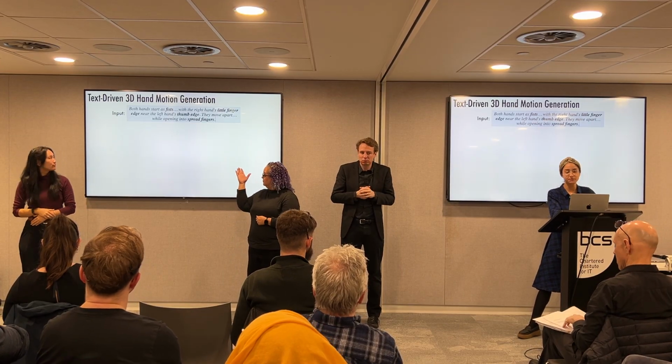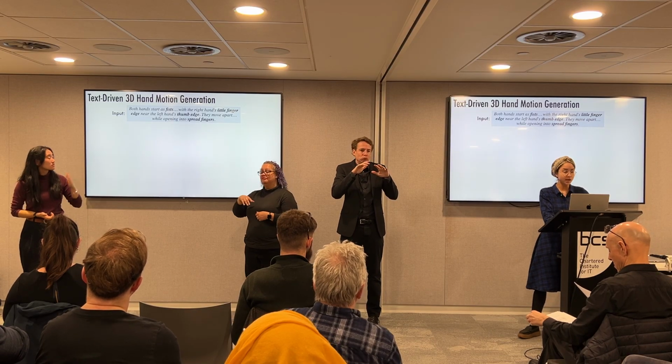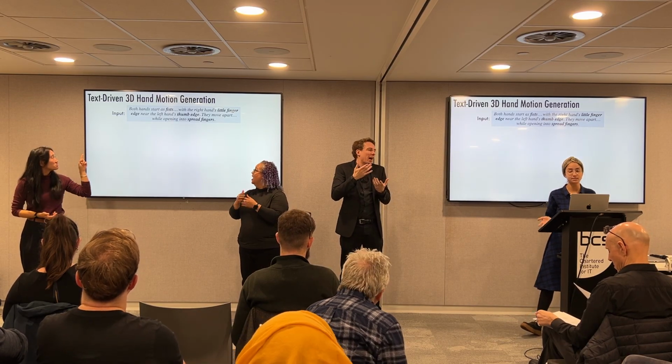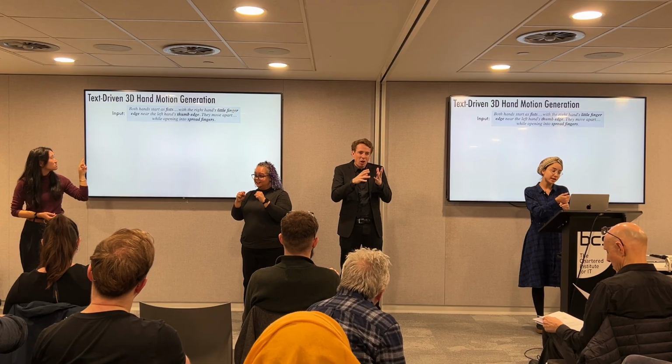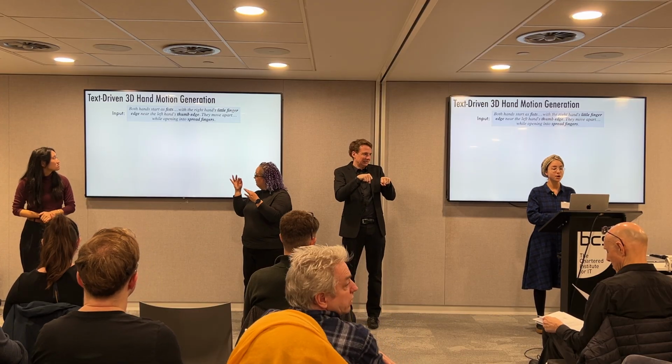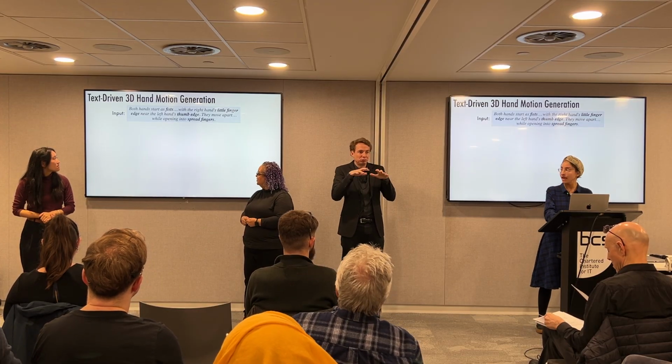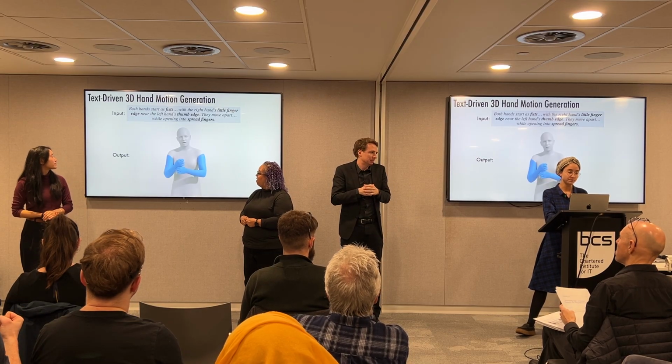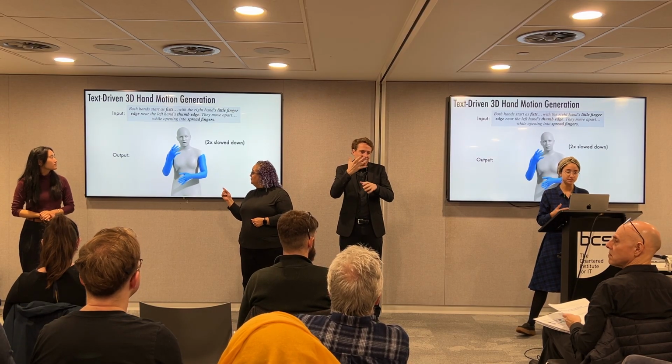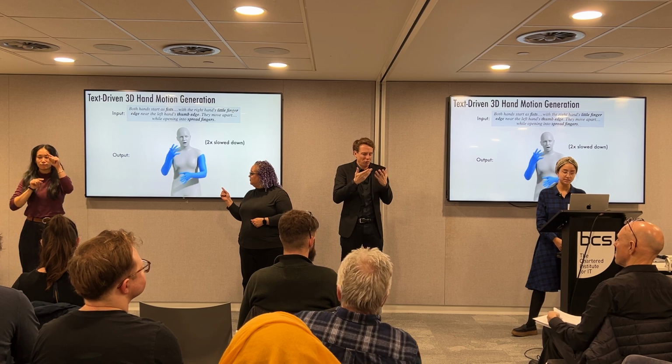All right, so the task we're trying to solve is generating 3D hand motion using text description of the motion. So an example of the task. An input could be, for instance, both hands start as fists. The right hand's little finger edge is near the left hand thumb edge, and they move apart, opening into spread fingers. And the output should be a 3D motion that fits the description. So this would be a valid generation.